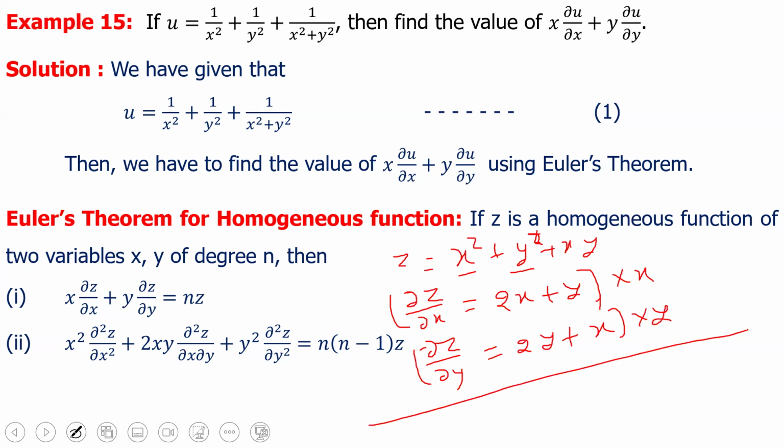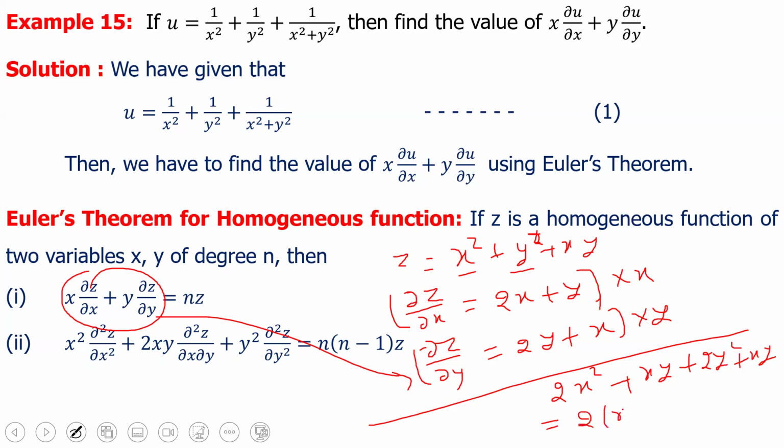So the left hand side will be x del z del x plus y del z del y, which is equal to 2x square plus xy plus 2y square plus xy. This can be written as 2 times x square plus y square plus xy, and this is nothing but z.